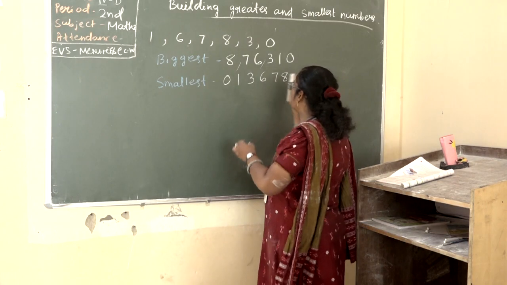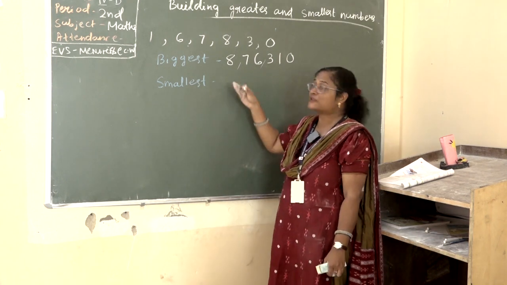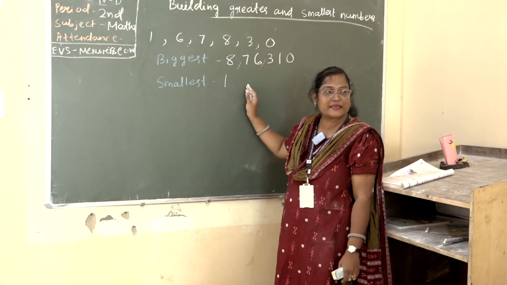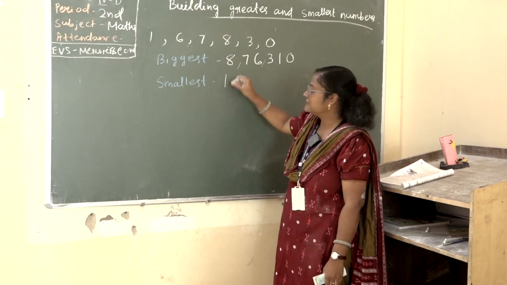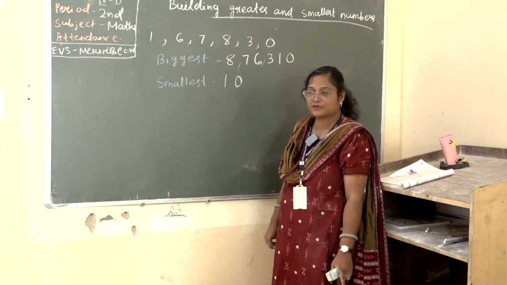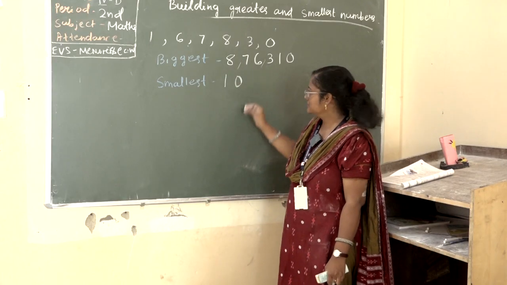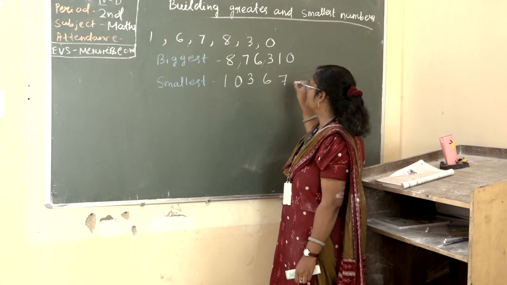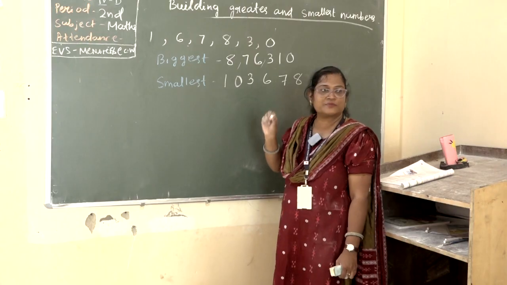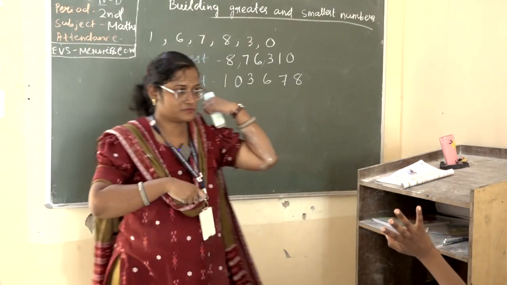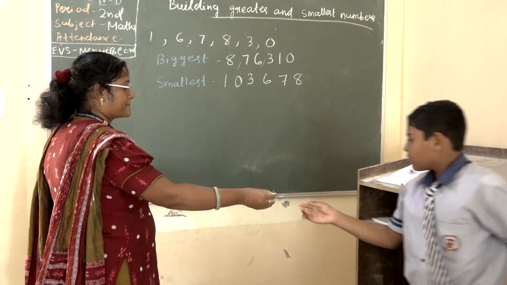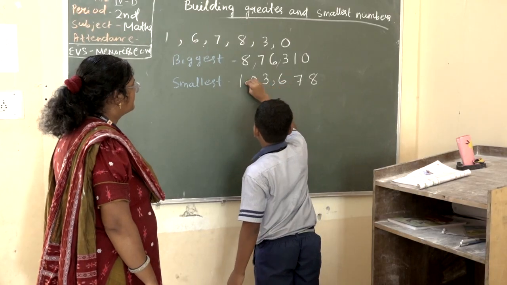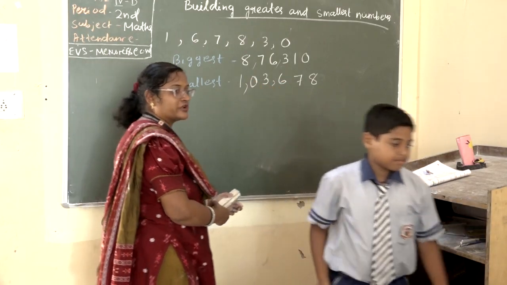Okay, where will we write 0 now? After 0, which is the smallest number here? So we will write 1 first. Where will we write 0? Second. Always write 0 in the second place. Now after that what will we write? 3, then 6, 7, 8. Now who will come to give the comma? Soumya, come. Good.